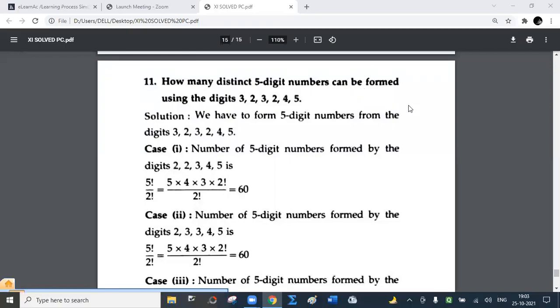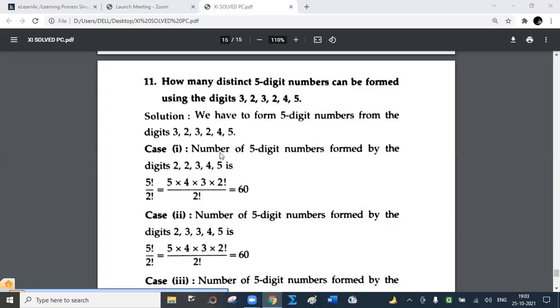Now this is an important sum. How many distinct 5-digit numbers can be formed using the digits 3, 2, 3, 2, 4, 5? See, degree of difficulty is increased because we are given 6 digits and we are asked to form 5-digit numbers, and in those 6 digits 2 is repeated twice, 3 is repeated twice. Okay, so we have to form 5-digit numbers from these digits.